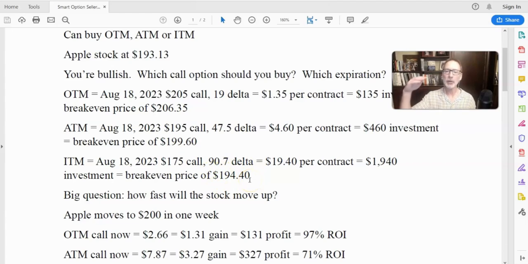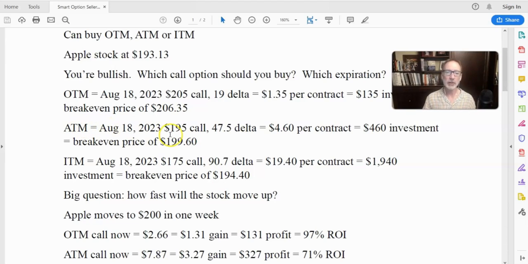$194.40. Apple only has to move a little over $1 higher from its current price of $193 to $194.40 in order for you to start making money on that option. Okay, so Apple doesn't have to go very far in order for you to make money on the option.